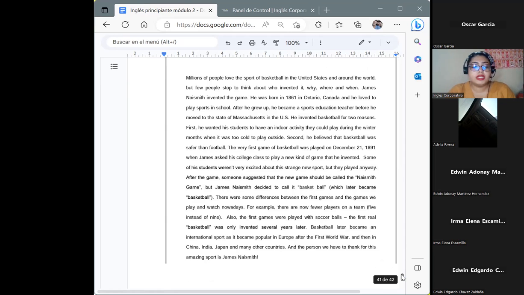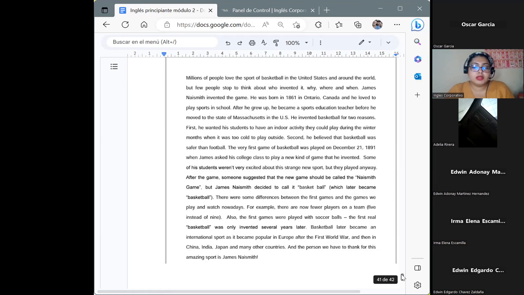So we have the information about the basketball game and also what was the first name, how many players the teams had in that time, and also kind of the evolution of that game that we know nowadays, and it is very popular in some countries. Ahí tenemos la información sobre el basketball o el baloncesto. ¿Cómo se inventó? ¿Cuál fue la idea principal?